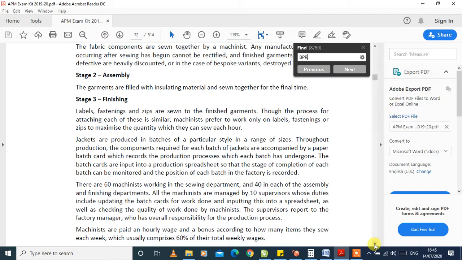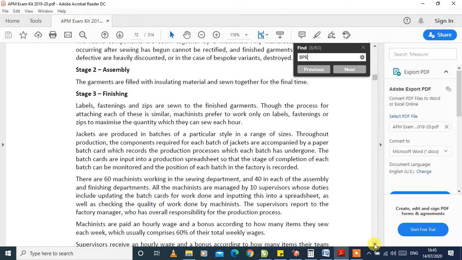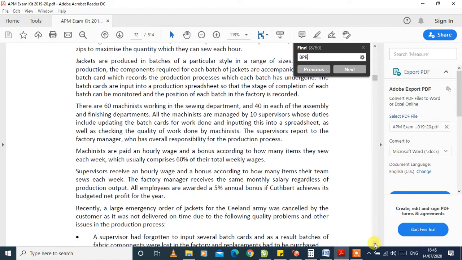Again, a traditional setup having supervisors whose duties include updating the batch cards for work done and inputting this into the spreadsheet, as well as checking the quality of work done by machinists. The supervisors report to the factory manager who has overall responsibility for the production process.